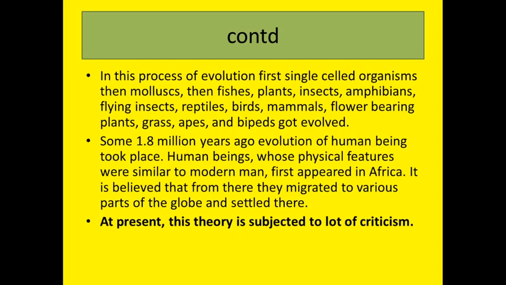Human beings whose physical features were similar to modern man first appeared in Africa. It is believed that from there they migrated to various parts of the globe and they settled there. At present, this theory is subjected to a lot of criticism.